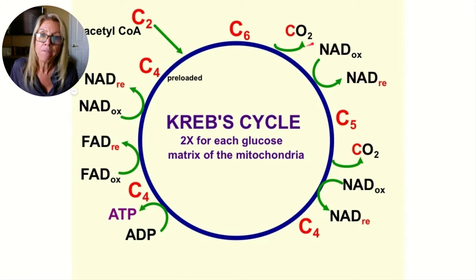Then I'm going to pull off a CO2. So I'm pulling off a carbon, and I'm going to reduce some NAD. I now have a 5-carbon unit, okay? Because I lost a carbon, right?